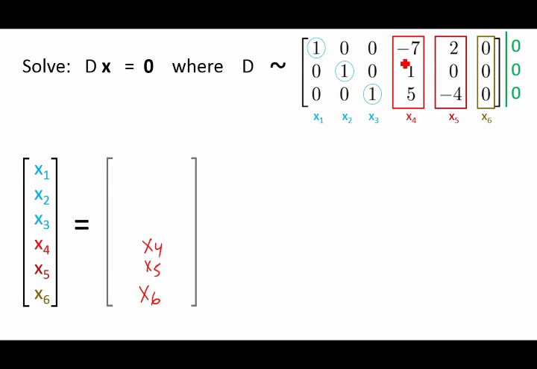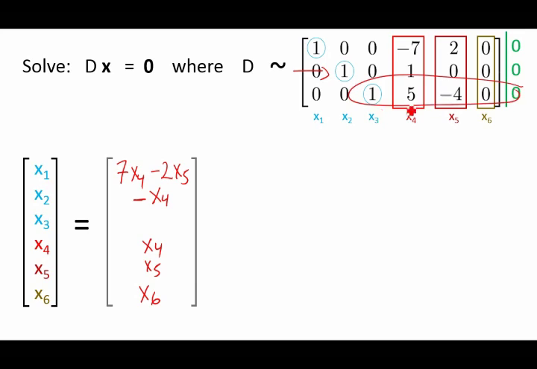So I've got minus 7x4, so moving that over gives me 7x4 when I move it to the other side, plus 2x5, move that over, minus 2x5, that's my x1. For my second row, I've got x2 plus x4, so moving that over, x2 is minus x4. And then for my last equation, x3 will equal, if I move this over to the other side, minus 5x4, and then plus 4x5.